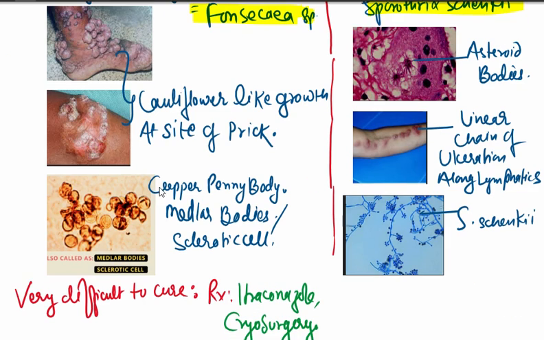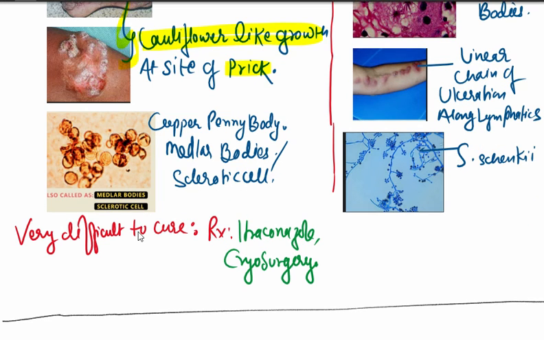Okay, so the presentation in chromoblastomycosis is a cauliflower-like growth at the site of a prick. In the histopathology image, copper penny bodies, medlar bodies or sclerotic bodies, all are the same, can be found. This condition is very difficult to cure. So treatment is itraconazole and surgery like cryosurgery.